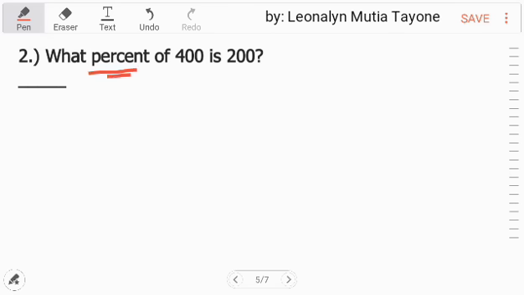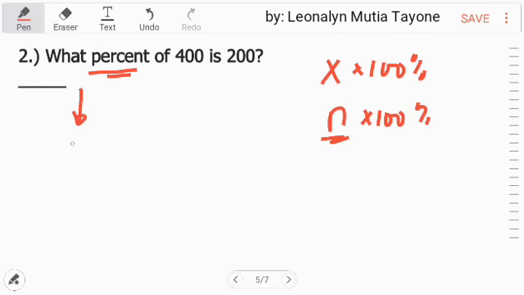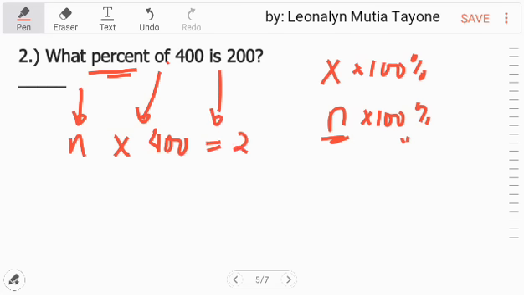Question number 2. What percent of 400 is 200? Pag ang tanong is what percent, so let x be multiplied by 100% para ma-percent siya. Or let n be that number, tapos i-multiply mo ng 100% para ma-percent siya. So, itong what percent natin, gamitin natin ng let n be that percent first, bago tayo mag-multiply ng 100. Of multiplication yan siya. Kopyahin ang 400, is equal yan siya 200.